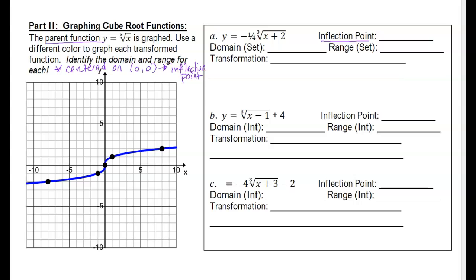And from our inflection point, the next perfect point on our parent function is where? Up 1 over 1. And also because this is a cube root, we also go the other direction from our inflection point, down 1, left 1. You're always going to have those 2 perfect points surrounding your inflection point.